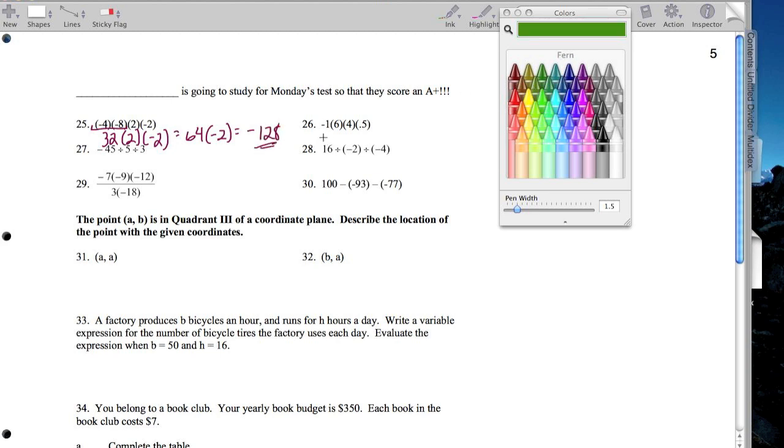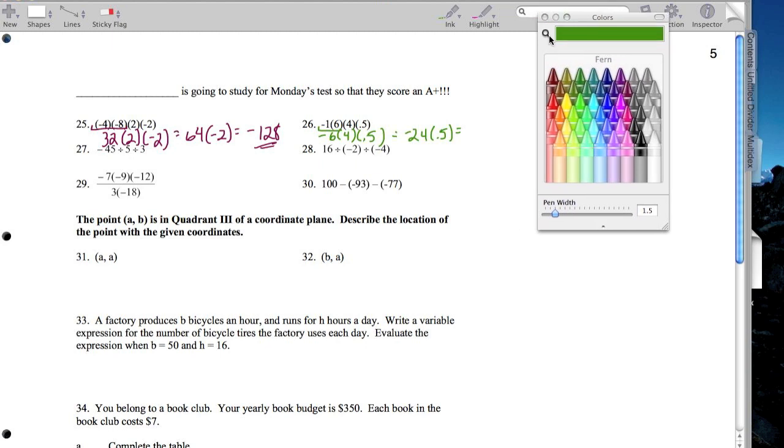Number 26, negative 1 times 6 is negative 6. That's a 0.5. Negative 6 times 4 is negative 24. Negative 24 times 0.5 is negative 12. Number 27, negative 45 divided by 5 is negative 9. Divided by 3 is negative 3. And that's our answer.